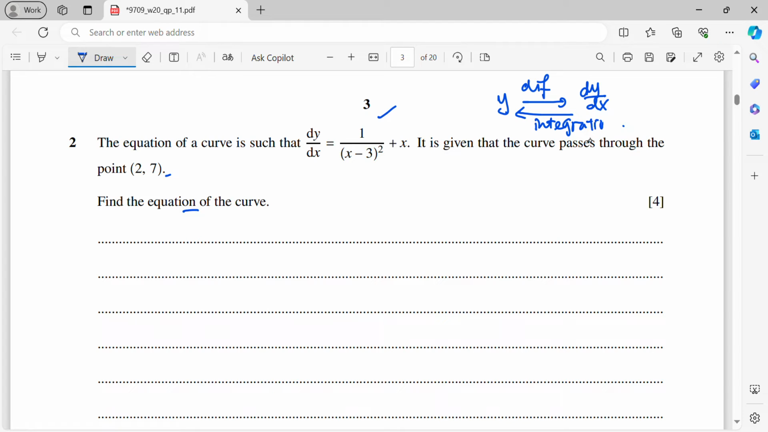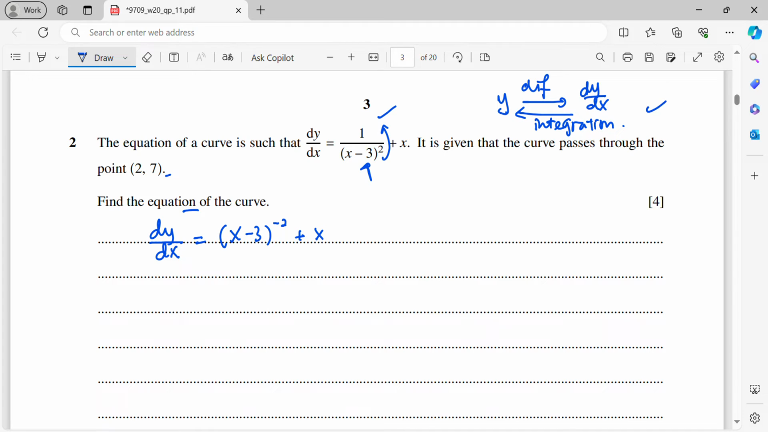Okay, so now I will rewrite the question. dy dx equals to, now instead of writing this form, I will just move up the denominator. So it will be x minus 3 to the power of negative 2, then plus x.